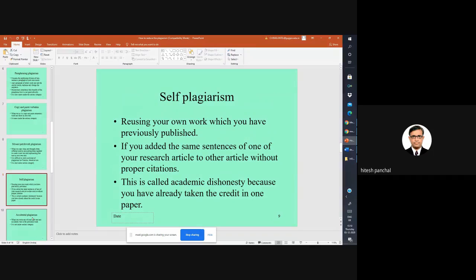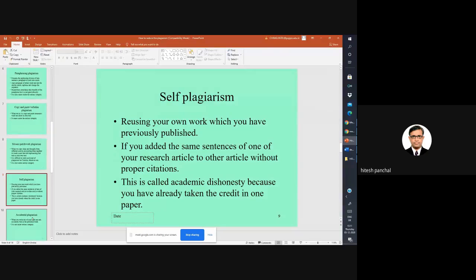Now, this is a very important plagiarism that is called self-plagiarism. In the case of self-plagiarism, earlier what happened? Many researchers have used the same words from one paper in a second paper and a third paper. And what they are saying is that this is my paper, so I can use my paper's words in any of my research papers. That is why the term self-plagiarism came into existence.